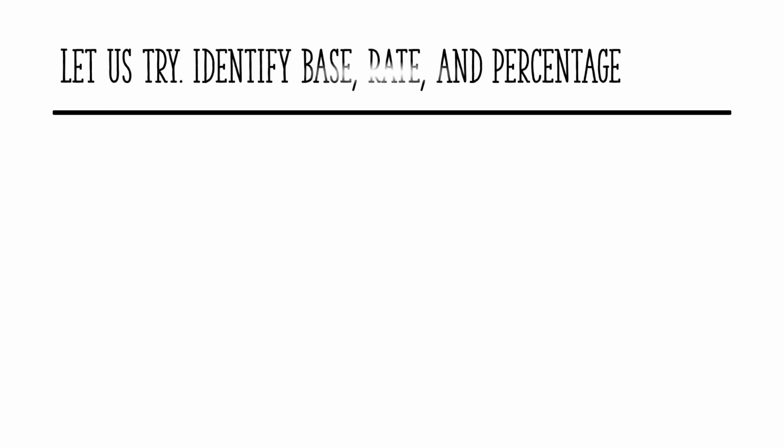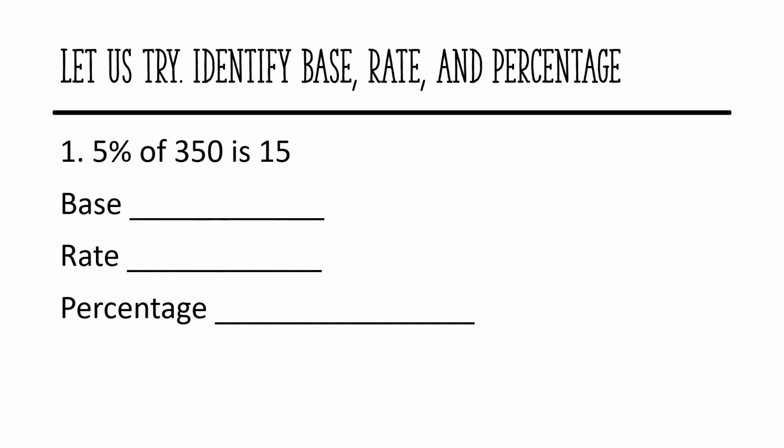Alright, on this page, let us try to identify the base, the rate, and the percentage. Number 1: 5% of 350 is 15. Can you tell the base, rate, and percentage in the given numbers? Very good. Our base is 350. Can you point out the number which we consider the rate? Very good. It has a percent symbol, 5%. The percentage number is 15.